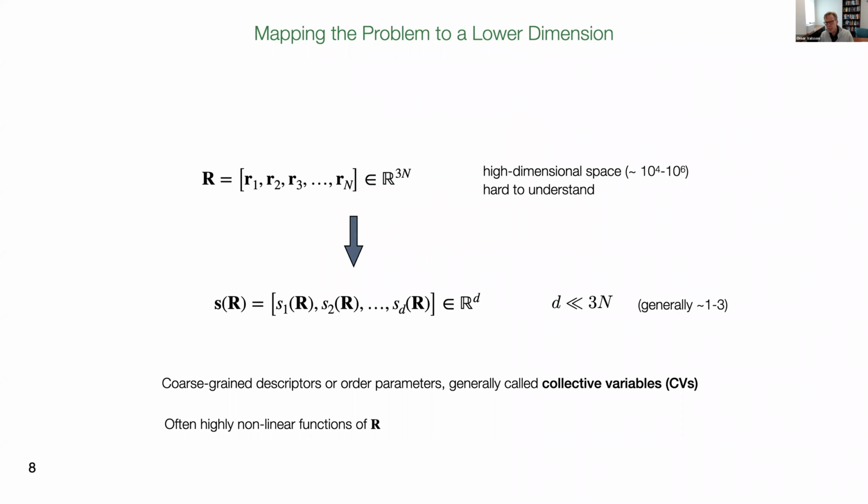Okay, so what do we do in collective variable-based sampling methods? We start by mapping the problem to a lower dimension. Initially we have the high-dimensional configuration space, which is very hard to understand with all the different atomic coordinates. Now we introduce some collective variables, which are coarse-grained descriptors or order parameters that can be a non-linear function of the atomistic coordinates. These collective variables are normally much fewer in number. Generally, we use maybe 1 to 3 collective variables to understand the system.